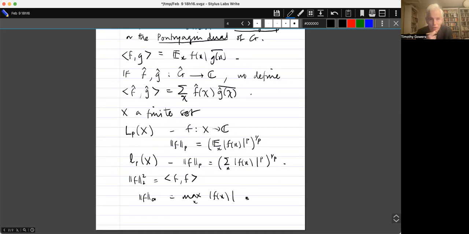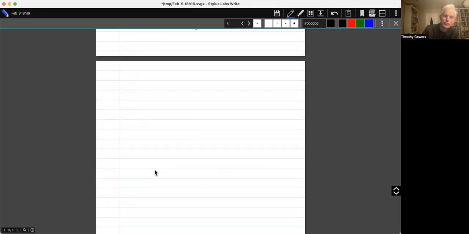Now, I think I may have done enough definitions. I feel as though I've forgotten something important, but I can't think of it. So I'm going to define the Fourier transform now. And if I suddenly remember, I'll have to stop and insert some extra remarks.